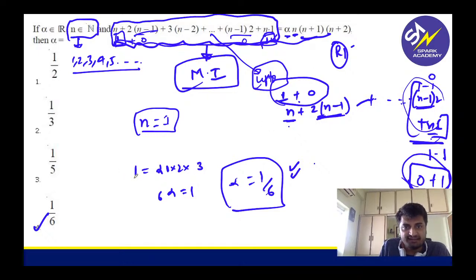So LHS we are getting as 1 plus 0, or 1. RHS we are getting as 1 into 2 into 3. 1 into 2 into 3 is 6. So alpha is 1 by 6.